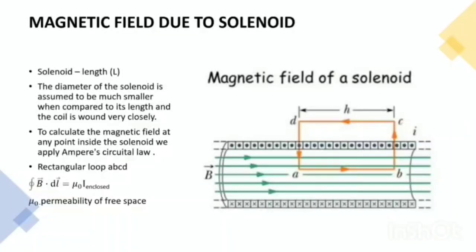It is given by the equation: the line integral of B vector dot dl vector is equal to mu naught times I enclosed, where I enclosed is the net current linked by the closed loop C. Note that the line integral does not depend on the shape of the path or the position of the conductor with the magnetic field, where mu naught is the permeability of free space.